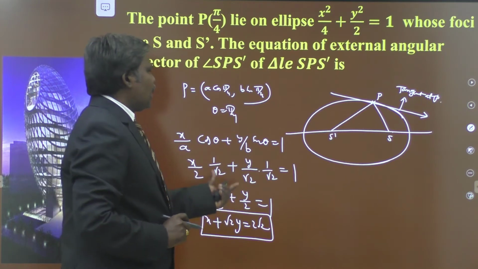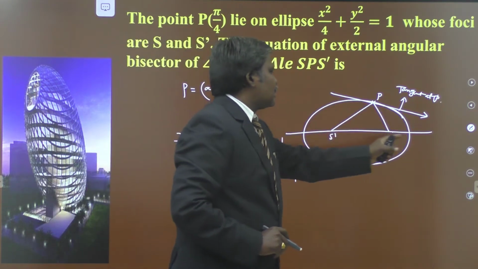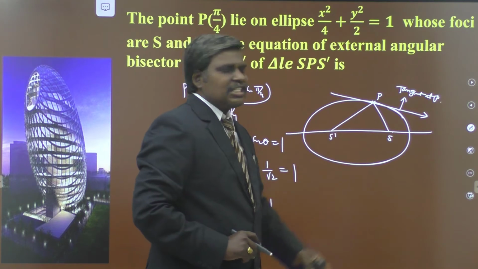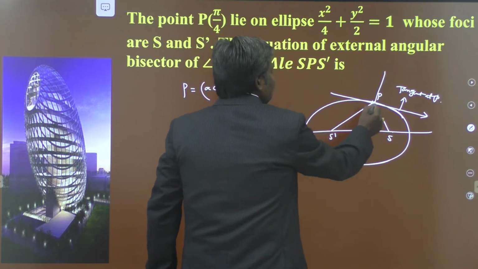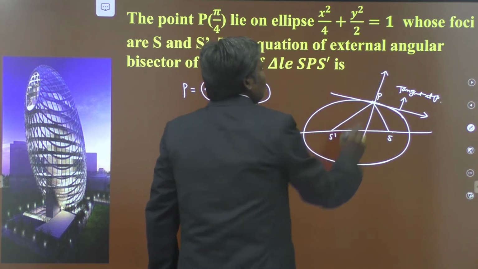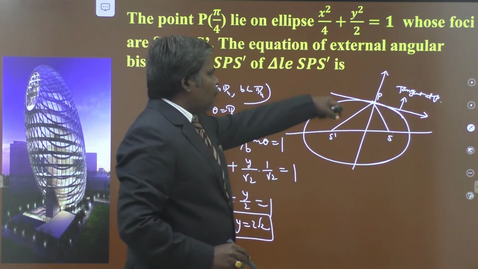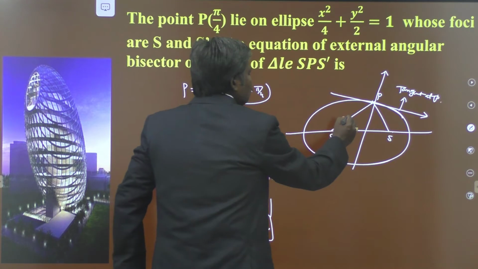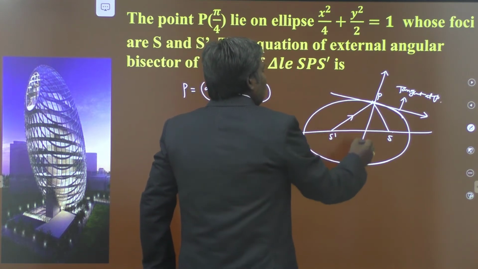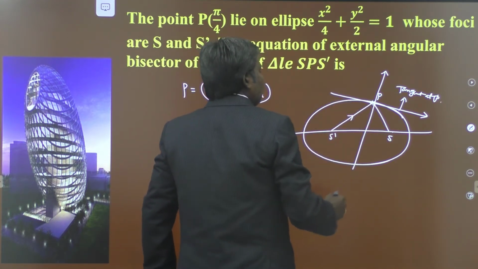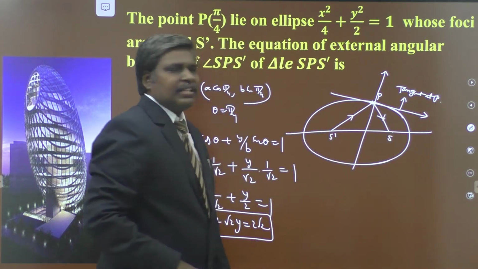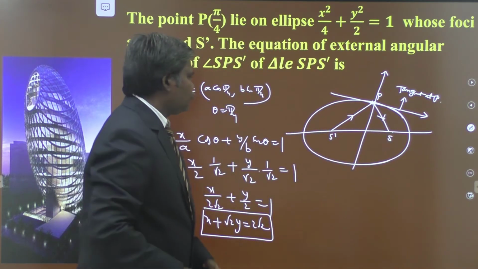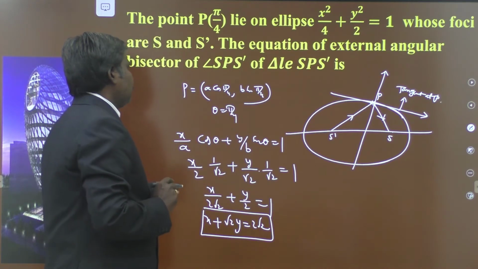It is nothing but the external angular bisector of the angle S dash PS. If they are asking for the internal angular bisector, it is nothing but the normal at P of theta to the ellipse. With the help of this concept, if any ray passes through one focus of the ellipse and intersects the circumference of the ellipse, then the reflected ray should pass through the other focus. Understand? Next one.